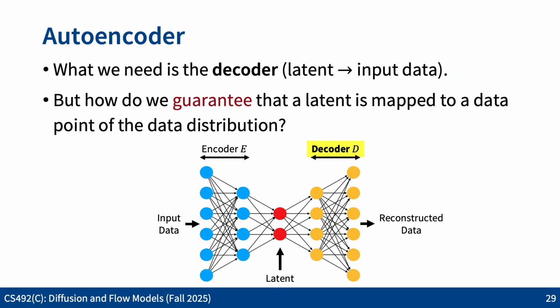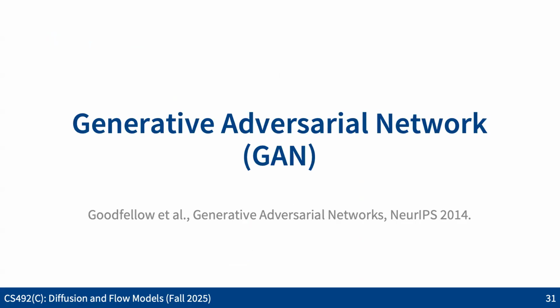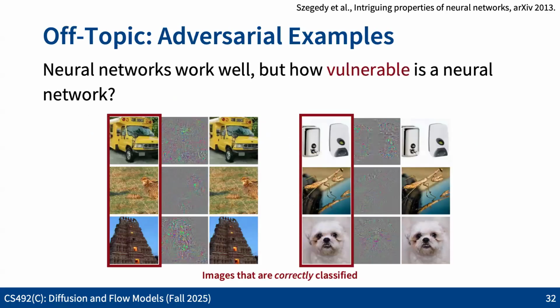For that, we have seen a bunch of ideas like the GAN and the VAE. For many of you who already know about the GAN, this part might be boring, so let me go quickly with the GAN. The basic idea for the GAN is that it actually comes from the idea of the adversarial attack.